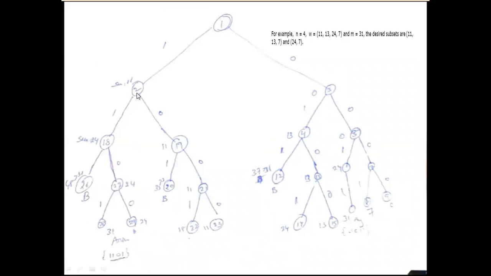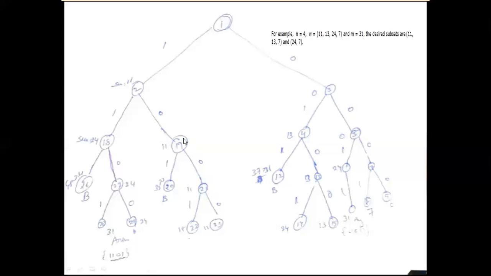The second node now generates another child, the 19th node. The 19th node represents only the first element included in the sum. The second element is not included in the sum. So the sum is equal to 11. The 19th node represents including only the first element in the sum, with the second element not considered.